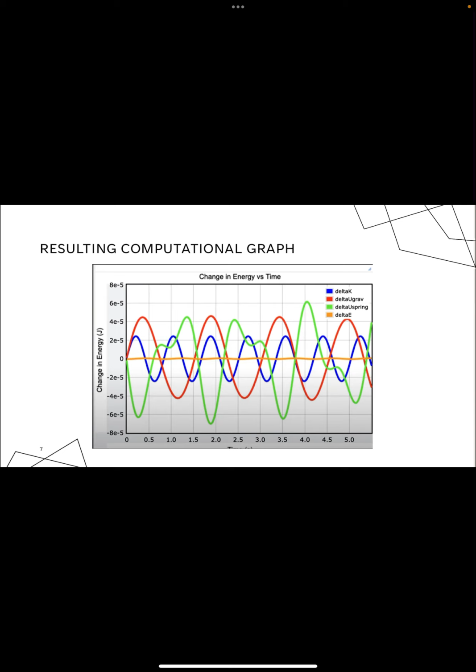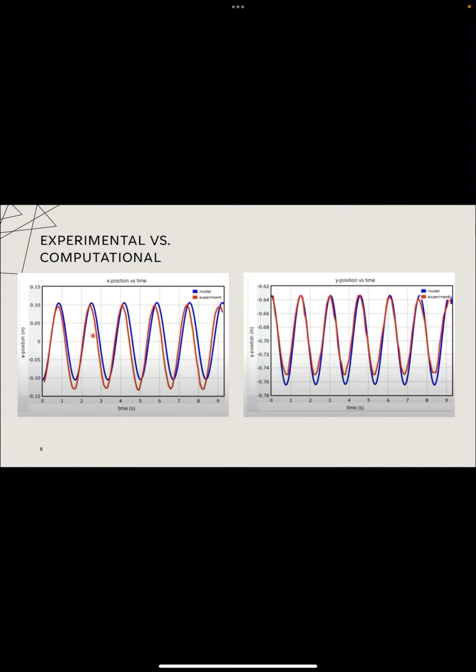All of the energies except for the change in total energy oscillate up and down. However, as you can see, the total change in energy is a straight line, which is at 0. And this is the experimental versus the computational graph. They're not completely lined up, but they are pretty close, meaning that the model and the experiment are pretty accurate.